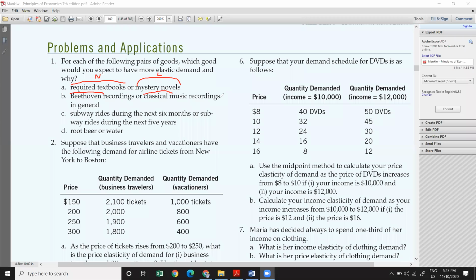But if the product is narrowly defined, like Beethoven, or if you go more specifically, let's say any classical singer, which is narrowly defined, that becomes more elastic. Beethoven recordings are a narrower market than classical music recordings, and it is easier to find substitutes for narrowly defined products.